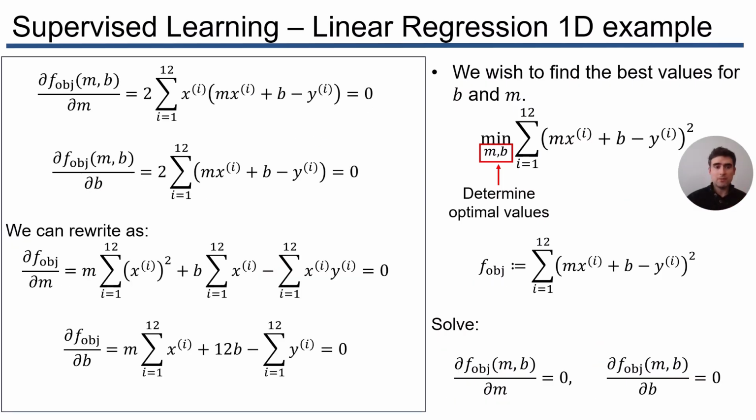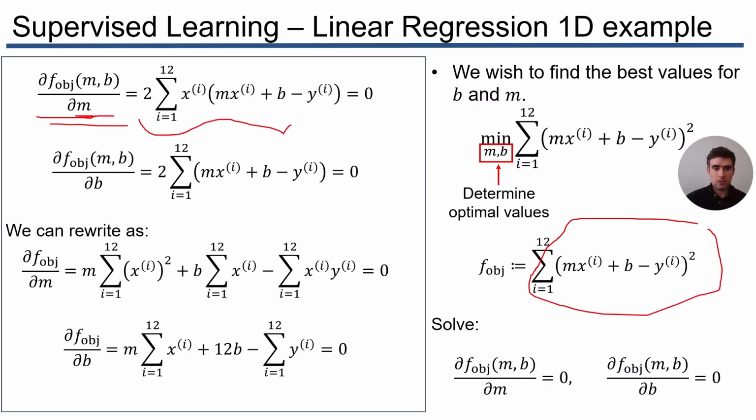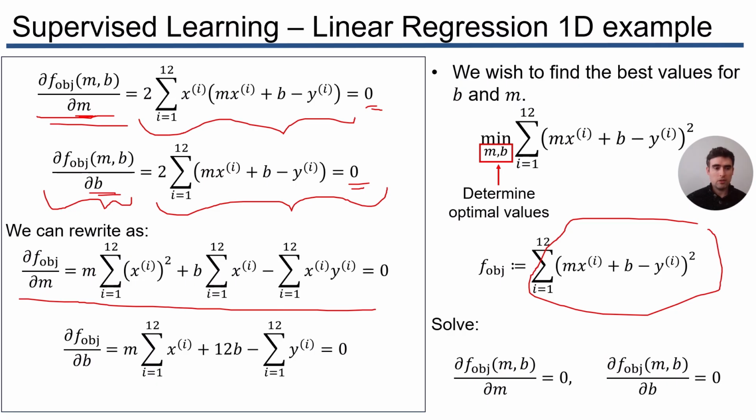Now here on the left-hand side, I put the derivation, but let me go through this. Again, first I take the derivative of this function with respect to m, and this is this expression over here, and I equate it to 0. And I take the derivative of that same expression with respect to b, and this is this equation, and I equate both to 0. Now, I rewrite them just so that it's easier to see. So here I'm just rewriting the first expression, and here I am rewriting the second expression.